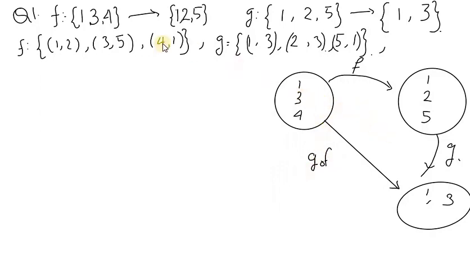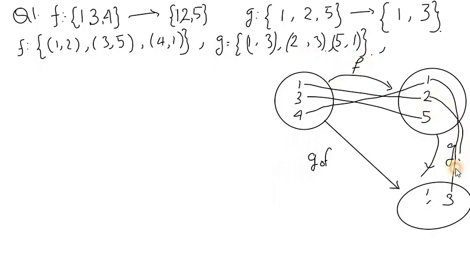Okay, so from this point, 1 is going to 2, so 1 will go to 2, 3 is going to 5, so 3 is going to 5, and 4 is going to 1, so 4 is going to 1. Under g, 1 is going to 3, 2 is going to 3, 3 is also going to 3, and 5 is going to 1. Okay, so that is the thing.